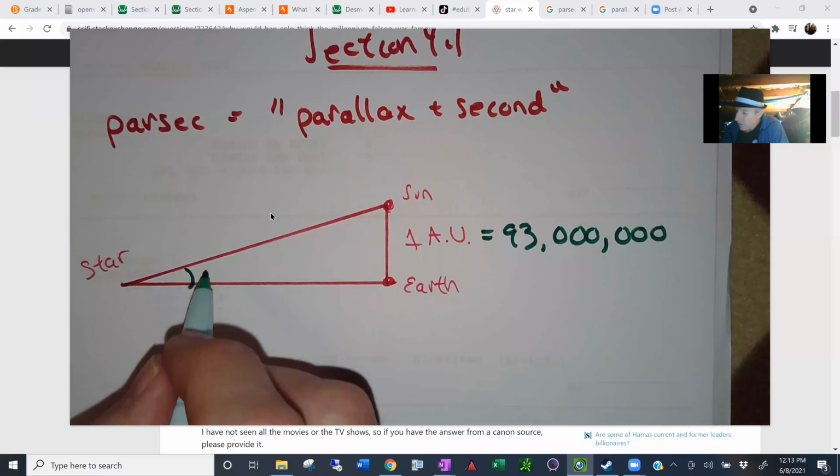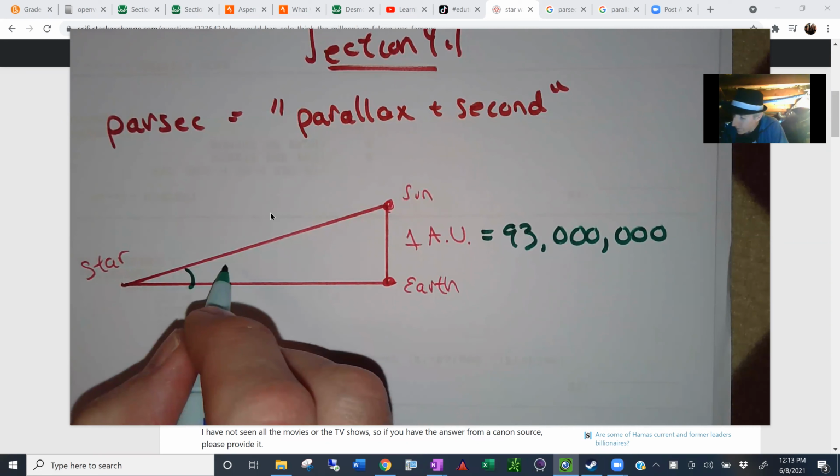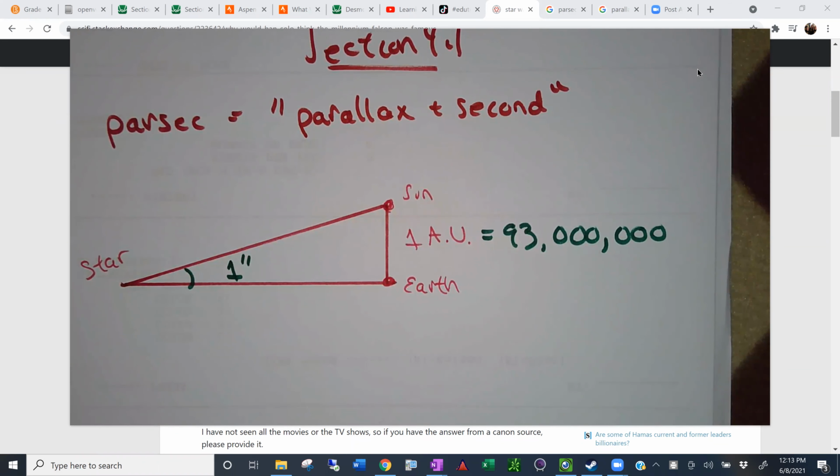Now, this angle is really, really small. So let me test you a little bit. What angle is that? What's its measure? Anyone? What's that notation there? It's not inch, although it does look like that, and in certain contexts it could be that. But when you're talking about an angle, what is it? Is it second? Yes, it's 1 second of arc.